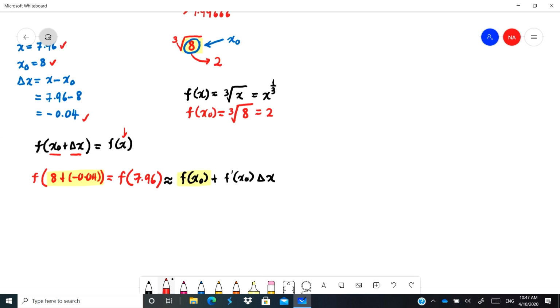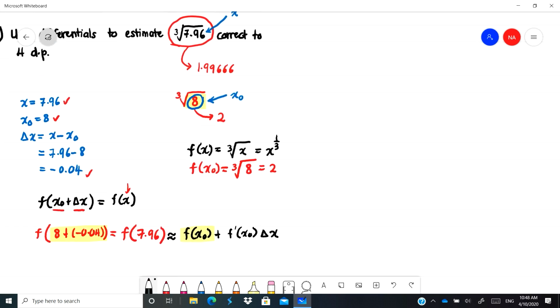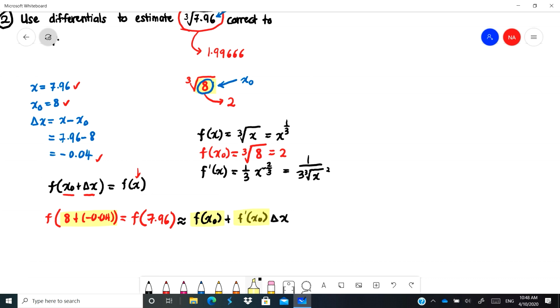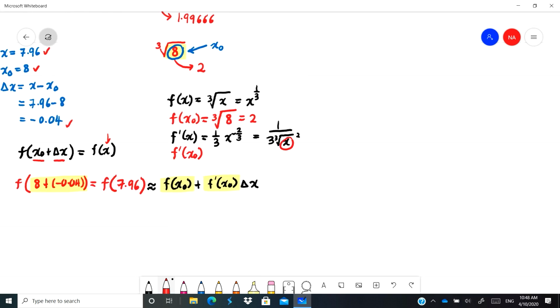Now we have to find the differentiation of this f(x), so we find f'(x), which is 1/3 x to the power of negative 2/3. This is actually 1 over 3 times the cube root of x, to the power of 2. Now we have to use f'(x0), so we find f'(x0). Since x0 is 8, we substitute the value of x in this function with 8.